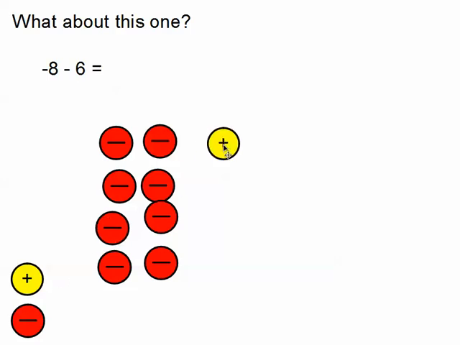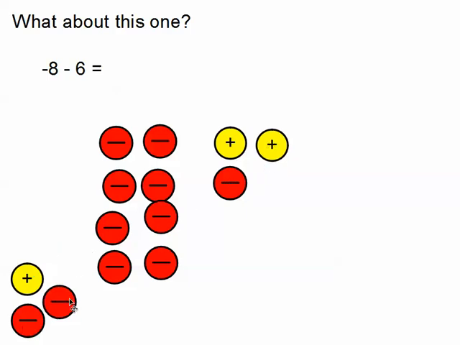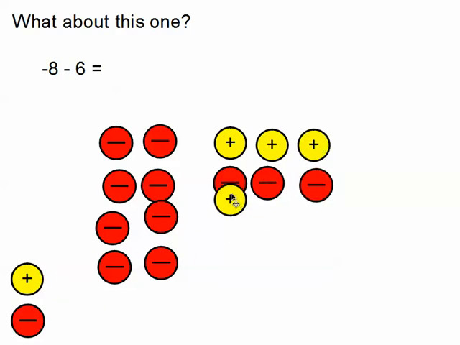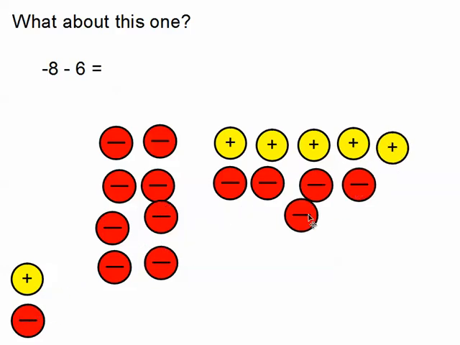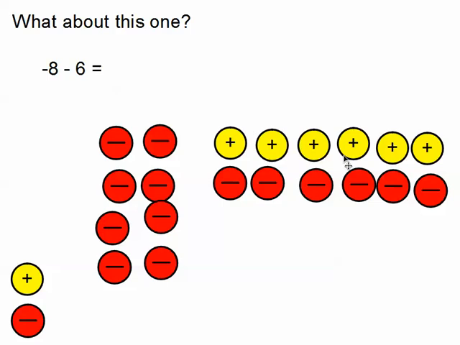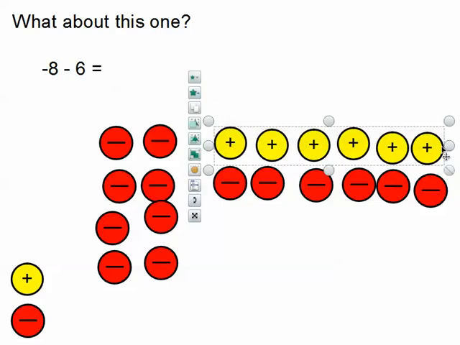So if I add a 0 there and add another 0, and add another 0, and add another 0, and add another 0, and add one last 0, which actually allows me to have 6 positives that I can take away, because that's what this problem says for me to do. 8 negatives, take away 6 positives.